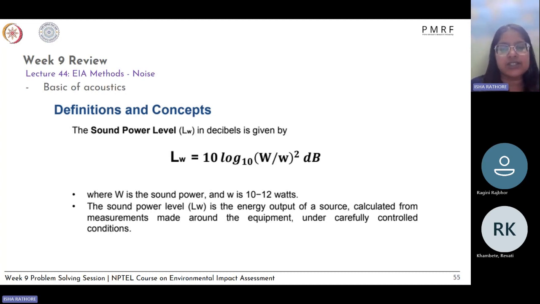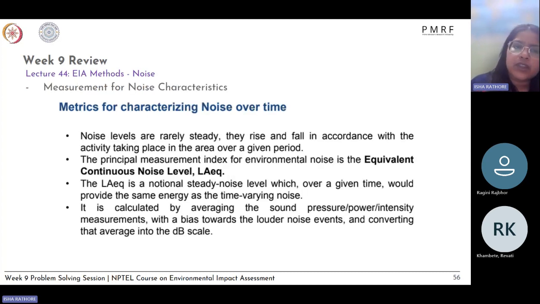So how much energy it is giving out. It's calculated usually for equipment under carefully controlled conditions. Then we have measurements for noise characteristics, so characterizing noise over time. Noise levels are rarely steady.